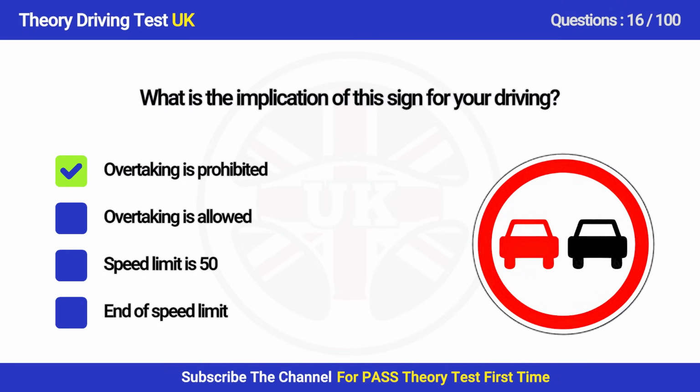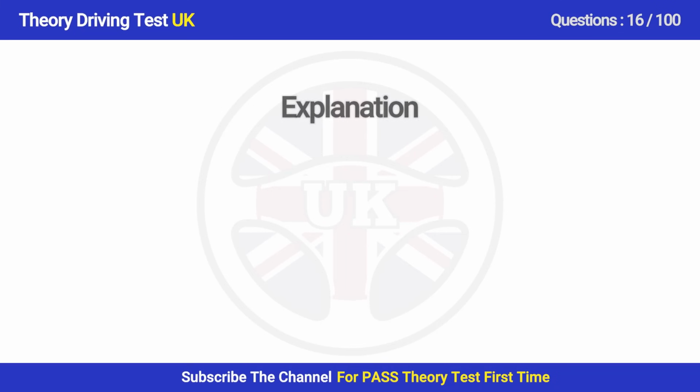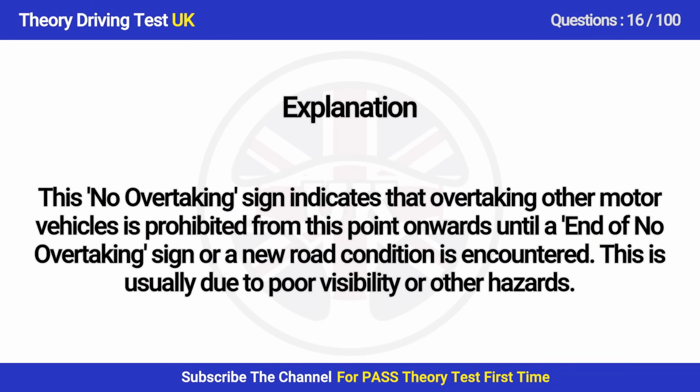Answer is A. Overtaking is prohibited. This no overtaking sign indicates that overtaking other motor vehicles is prohibited from this point onwards until an end of no overtaking sign or a new road condition is encountered. This is usually due to poor visibility or other hazards.